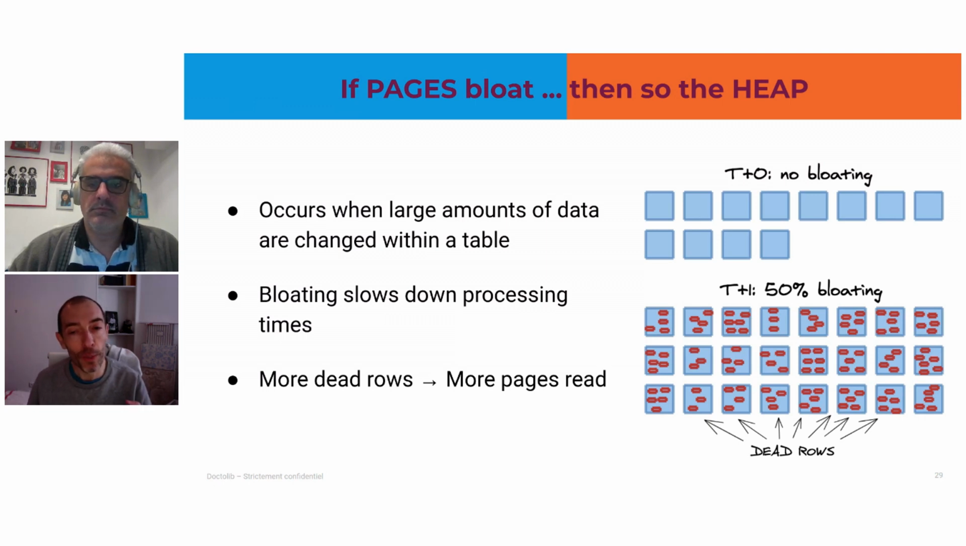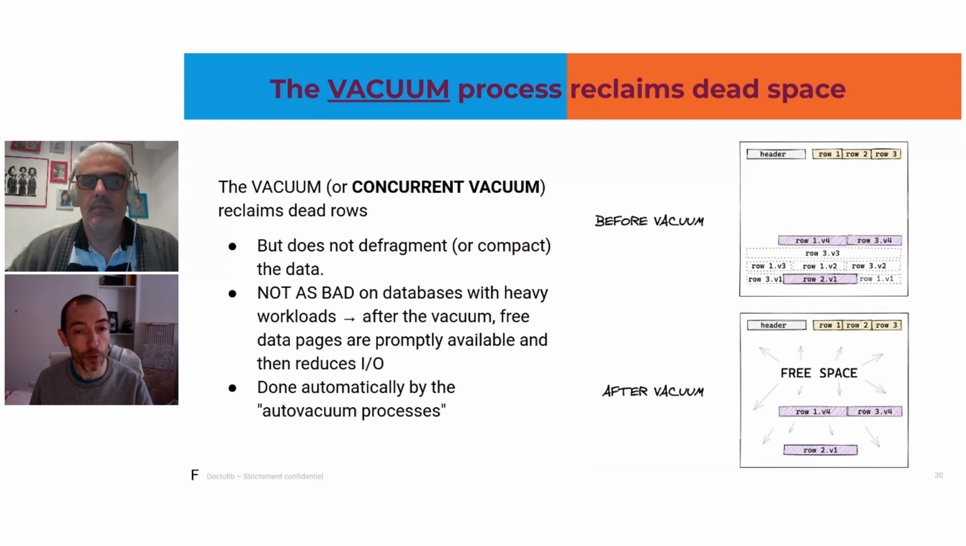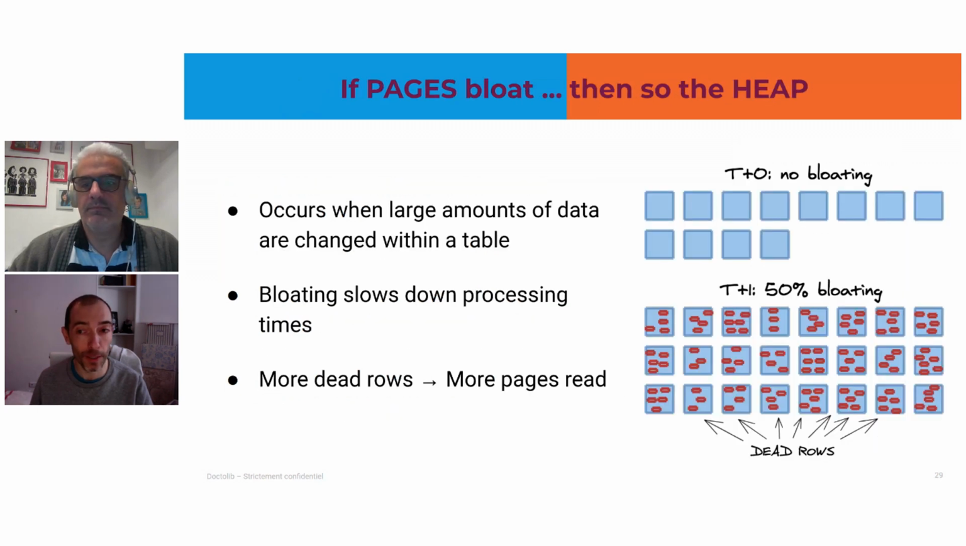So now, if Postgres needs to do any sequential scans on these tables, it will require Postgres to read twice as much table as before. So your performance is divided by 2, basically. So the bloating really slows down your processing time. So keep that in mind, okay? And so the more dead rows you have, the more pages you will have to read, okay? And the effect is also noticeable even on indexes, but at a different level.